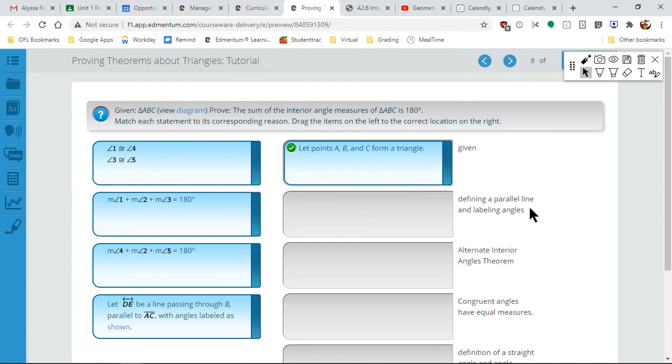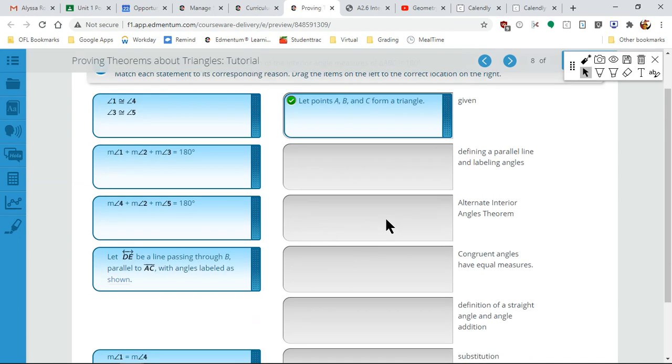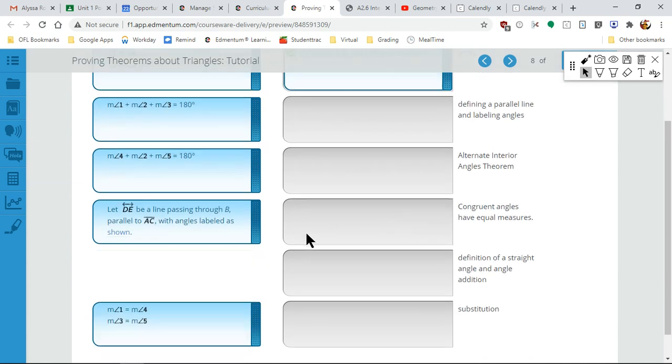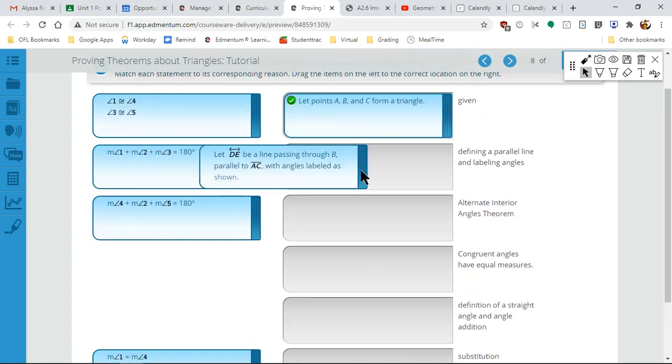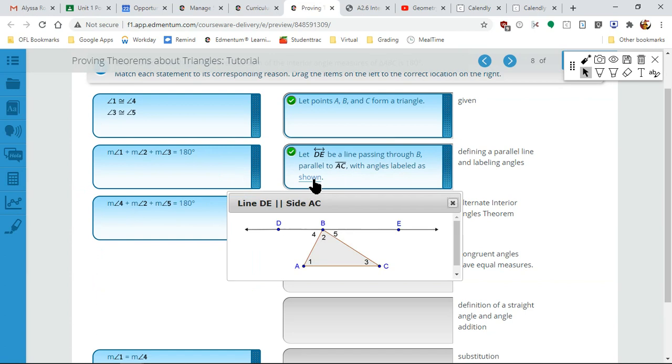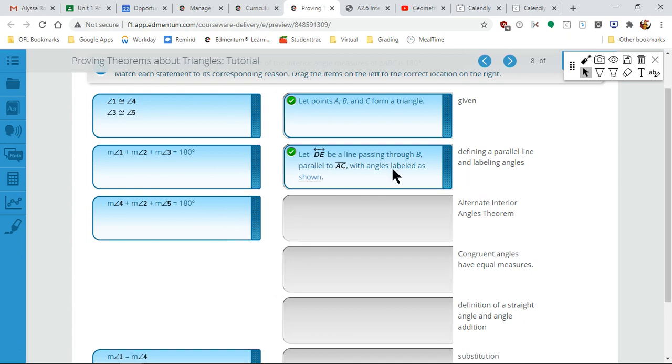Defining a parallel line and labeling angles. So we're going to construct a parallel line. Why are we allowed to do that? Because of the definition of a parallel line. So we're going to say, let DE passing through B be parallel to this. If you need to see that, that's this. And we're able to do that just by defining and labeling angles.